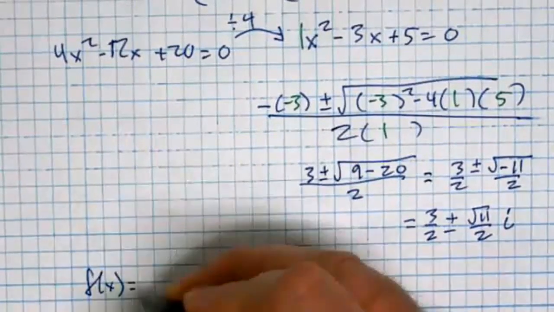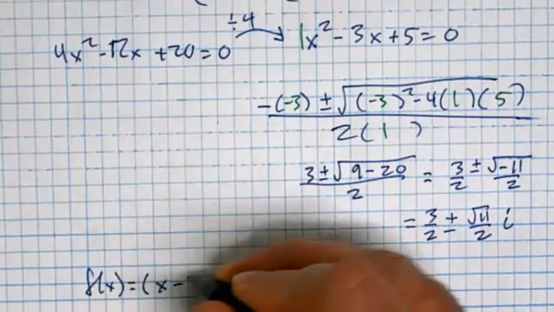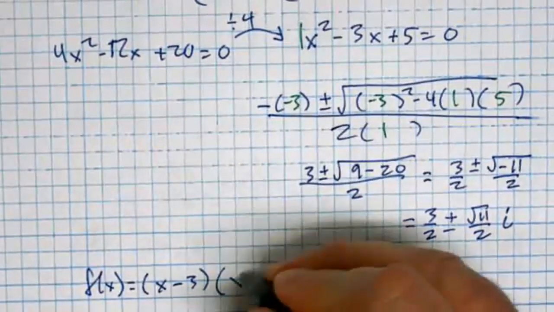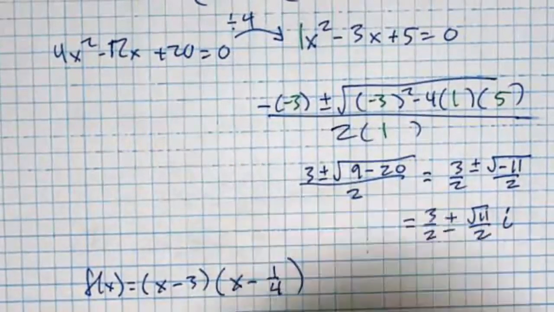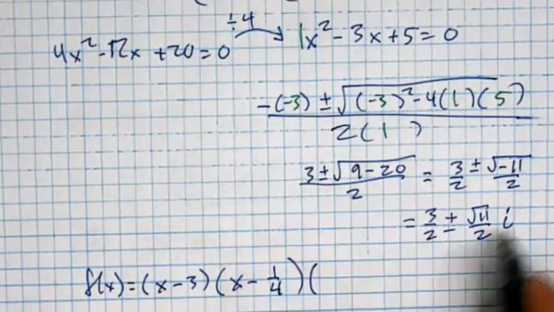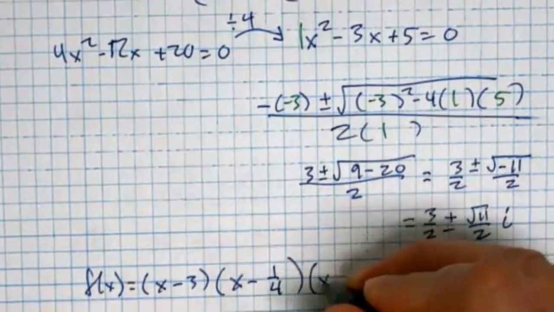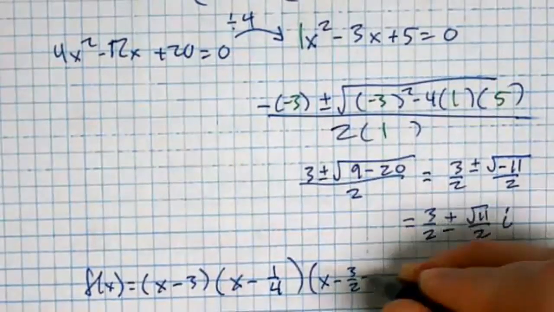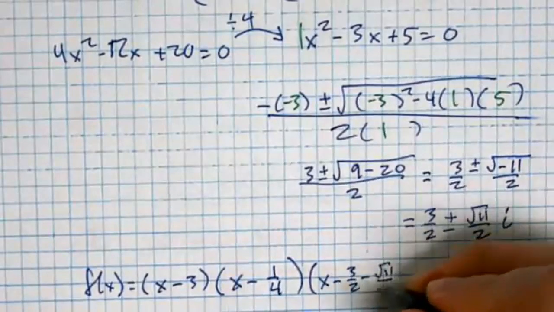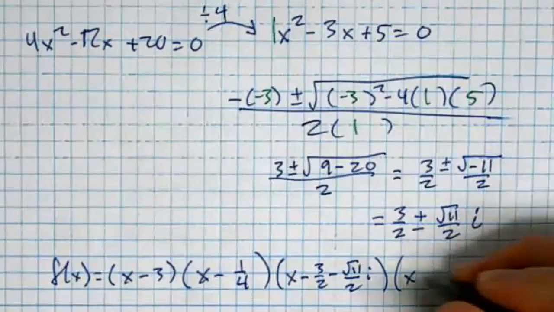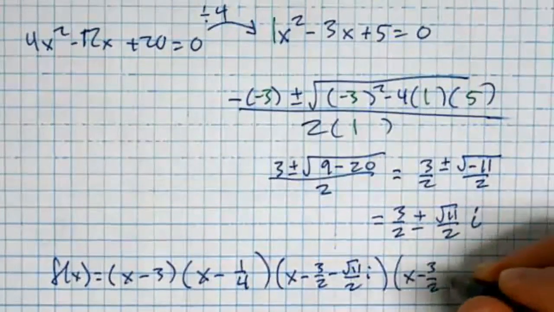So we can now write out our linear factorization. I'm going to go with the x minus 1/4 this time. And then both of these, use your opposite sign. So x, that was a positive, so I'll go x minus 3 halves. Positive turns into negative, root 11 over 2i, x.